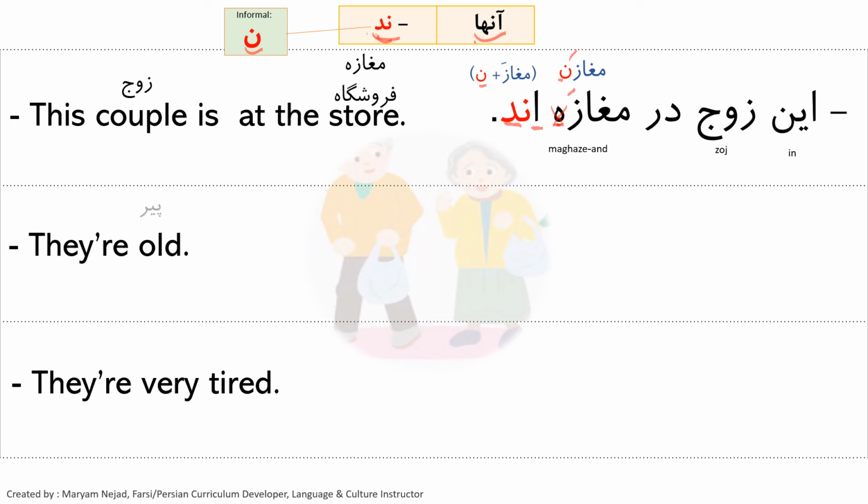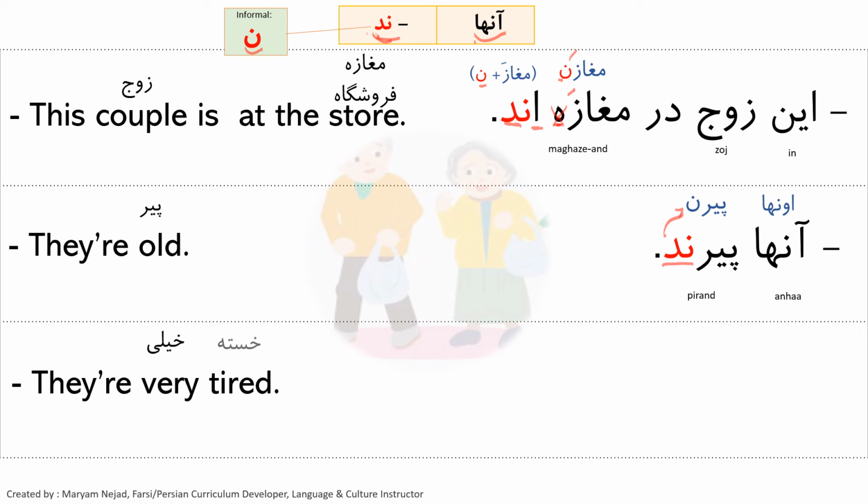Next one, we want to say they're old, and old is پیر. آنها پیرند. The informal of آنها is اونها or اونا, and then پیرند becomes پیرن. So as you can see, this conjugation becomes a noun, پیرن. So اونها پیرن.